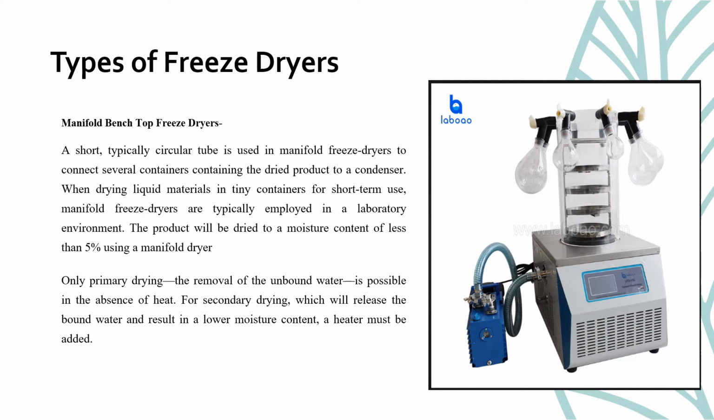Types of freeze dryers. In manifold freeze dryers, a short typical circular tube is used to connect several containers containing the dry product to a condenser. When drying liquid materials in tiny containers for short-term use, manifold freeze dryers are typically used in a lab environment. The product will be dried to a moisture content of less than 5% using a manifold dryer.